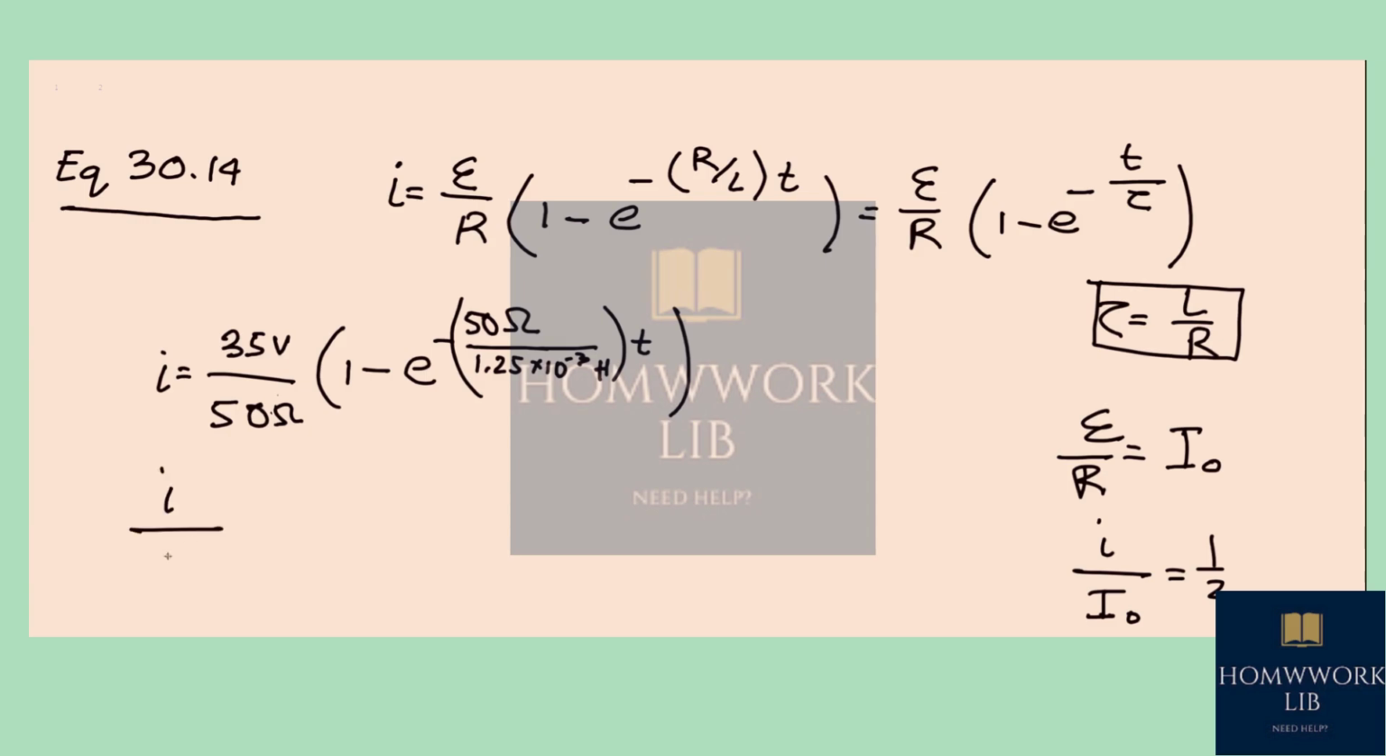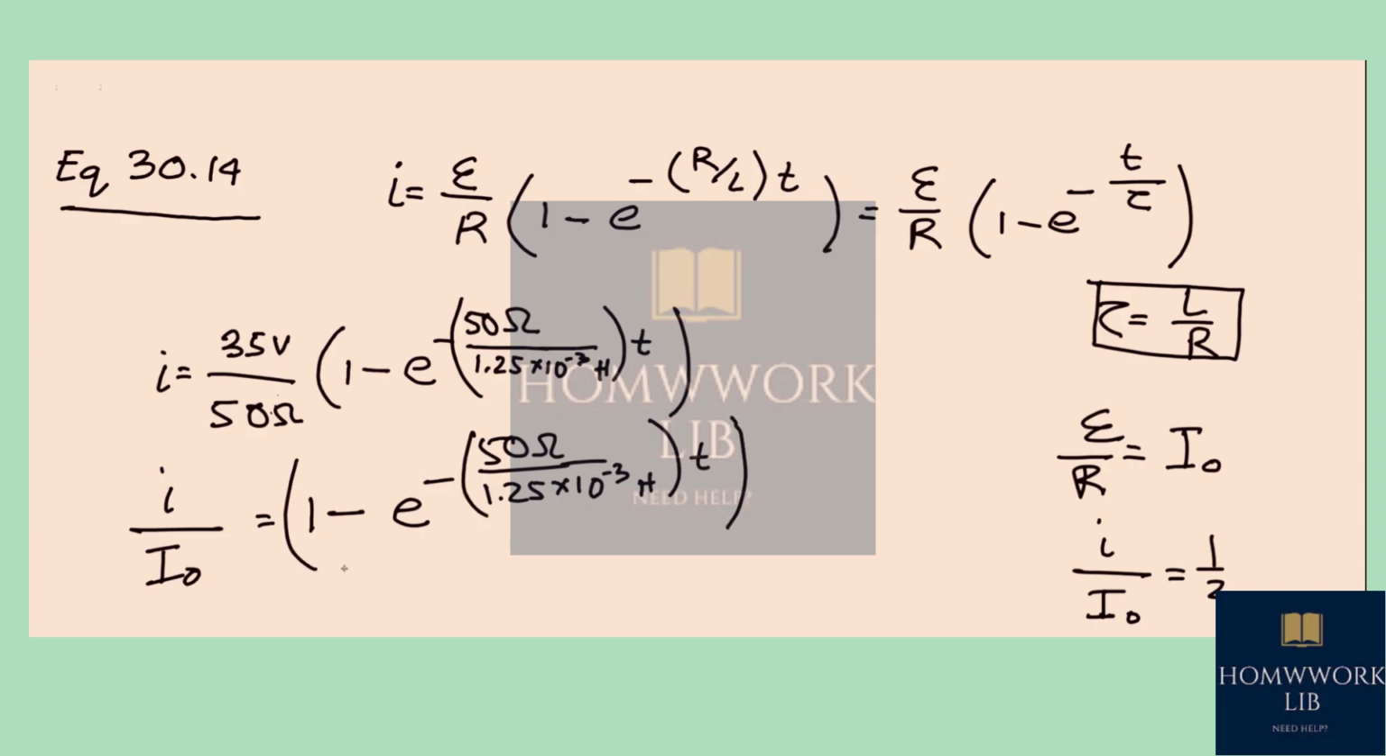So if we do so around here, we'll have I over this quantity, which is epsilon over R, and that's I-O, is equal to 1 minus e to the power negative 50 ohms by 1.25 times 10 to the power negative 3 Henry times the total time. The left hand side is equal to half, so we can write half is equal to 1 minus e to the power negative t over tau, where tau is basically L over R, so we can get the value from here.